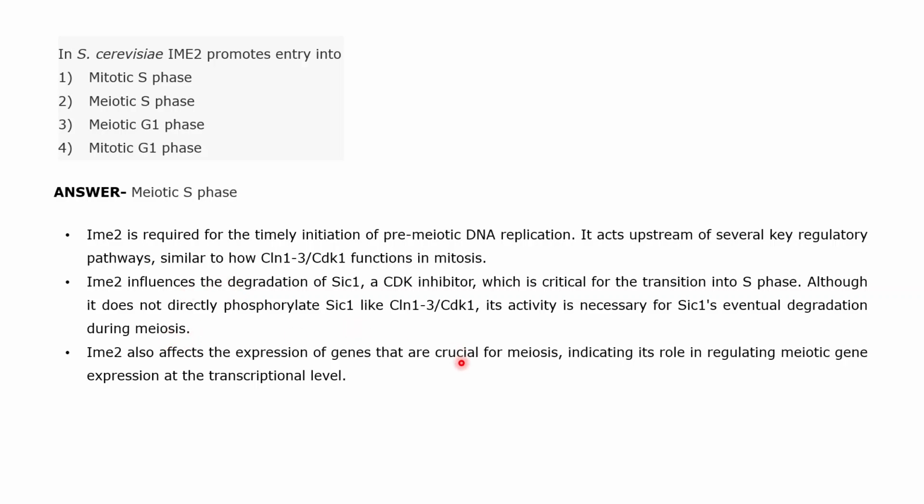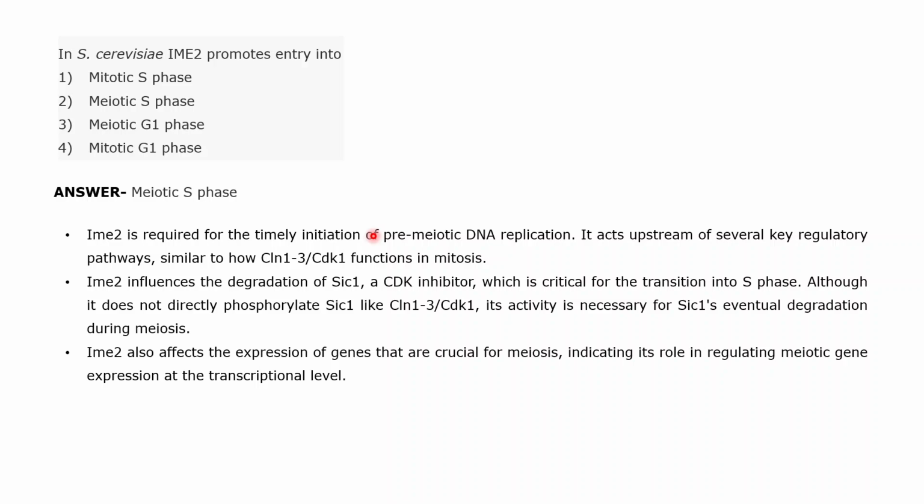It also affects the expression of genes. It might also act as a transcription factor. It also regulates some other transcription factors that affect the expression of certain genes critical for meiosis, indicating its role in regulating meiotic gene expression at the transcriptional level. So that's how IME2 functions. It degrades SIC1 by regulating or phosphorylating transcription factors that produce genes that degrade SIC1, the CDK inhibitor, which then enables the transition from meiotic G1 phase into meiotic S phase.